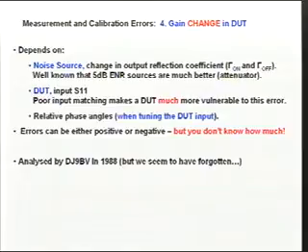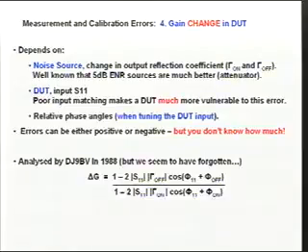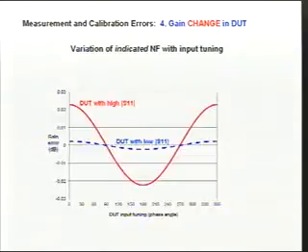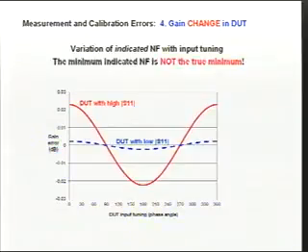Analysed by Reiner in 1988, I think this is partly what kind of puts people off. This is similar to one of the graphs that Reiner drew. It's computed for a 5 dB ENR source, and it means that when you start to tune your preamp, the indicated value is not the minimum. What you're tuning is mostly the errors.